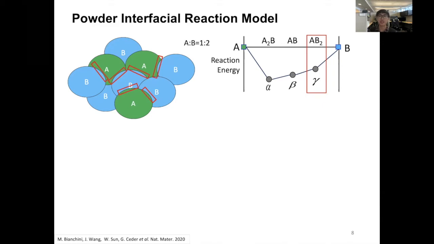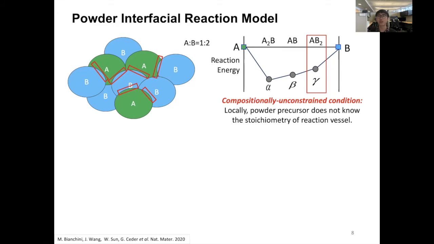At the initial stage of solid-state synthesis, the reaction happens at the particle interface. Since the diffusion in solids is so slow, locally the powder precursor does not know the global composition of the entire reaction vessel. In this case, we are actually at a compositionally unconstrained boundary condition. The first phase to form, therefore, does not have to be at the same composition as the precursor.